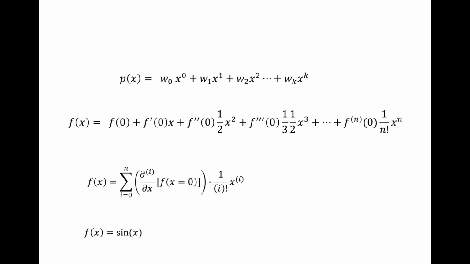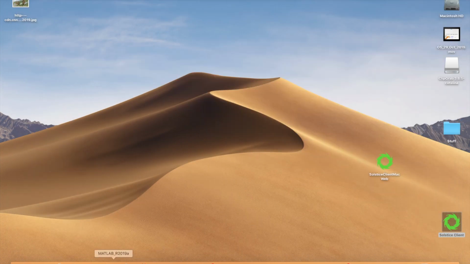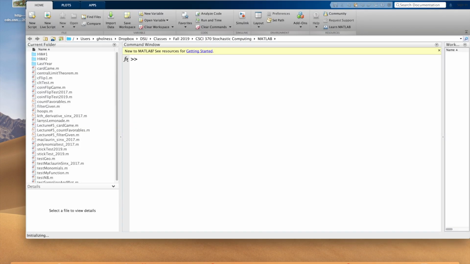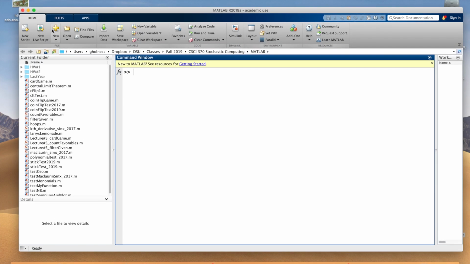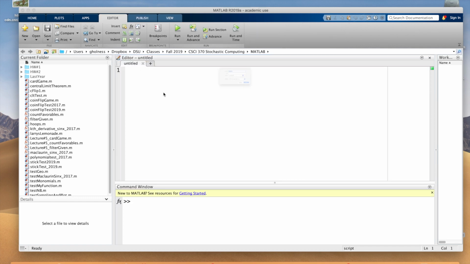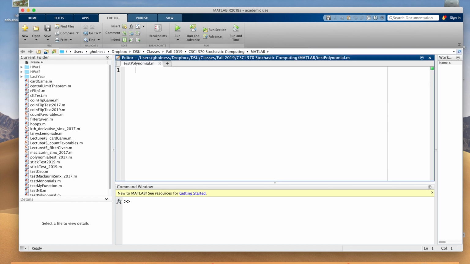Let me pop out of here. And let's go into MATLAB. Okay, so let me create a new script, and I'm going to call that test polynomial. So let me save that. Test polynomial. Okay, I don't have my other glasses, so let me take these off. All right, so test polynomial.